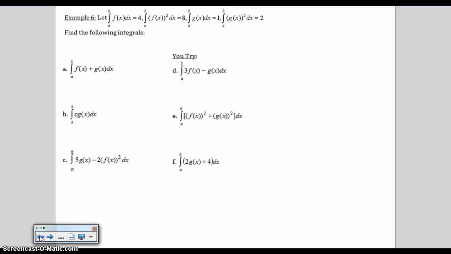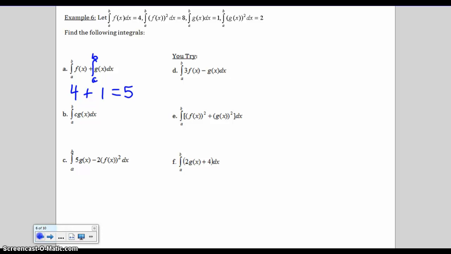So we don't know what those functions are, so the calculator is going to be useless to us, so we can't use those. So what we've got to do is use our rules. In part a, it wants the integral of f plus g. So break that up into 2 separate integrals. You know that the integral of f is 4, and you know that the integral of g is 1. So altogether, that has to be 5.